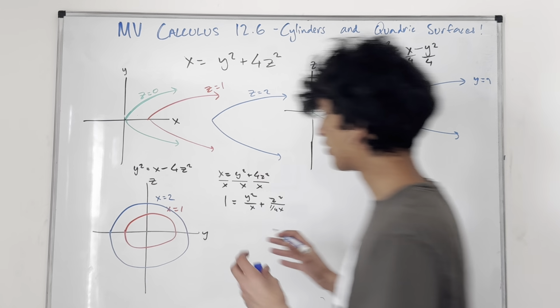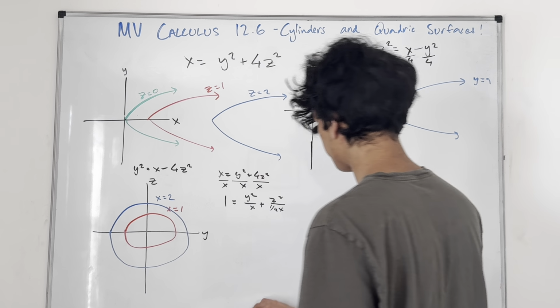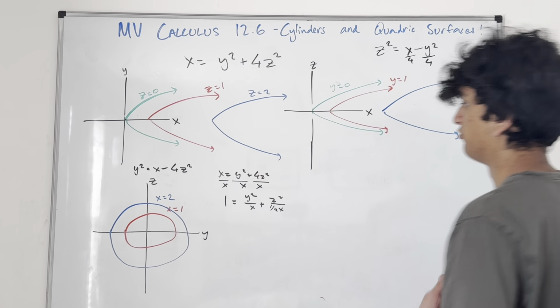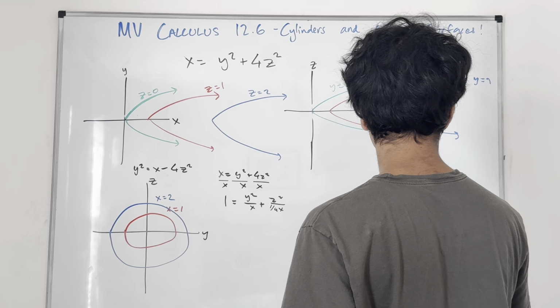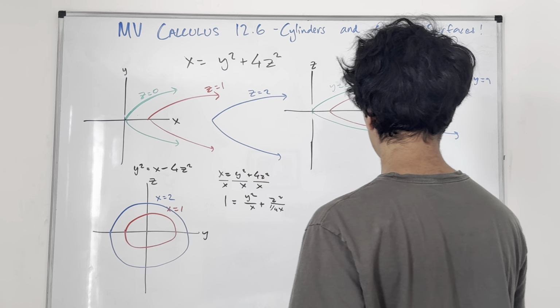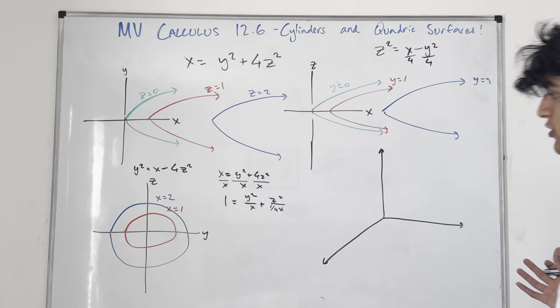All right, so these are our traces. Now let's try to make it into an actual graph. If I were to get my 3D graph going, the first thing you want to notice is, what are my domain restrictions?